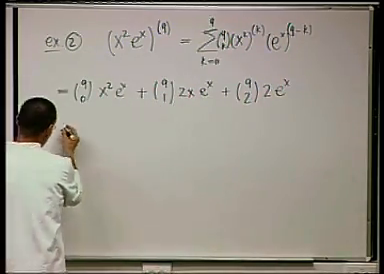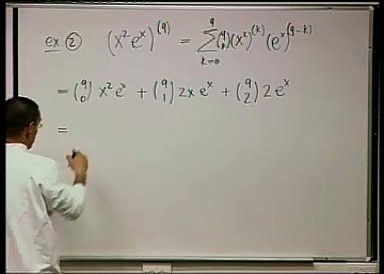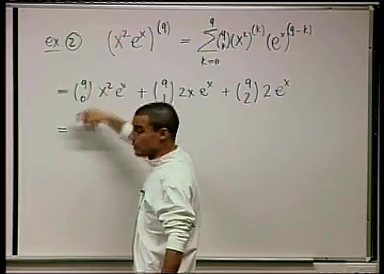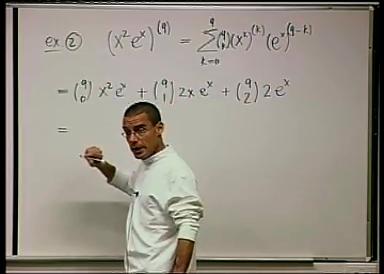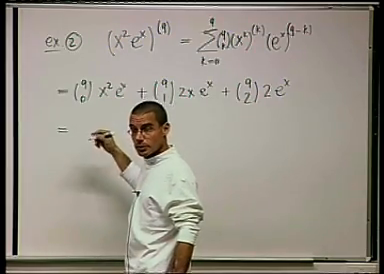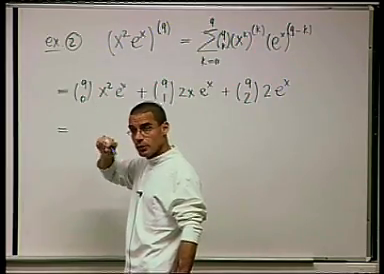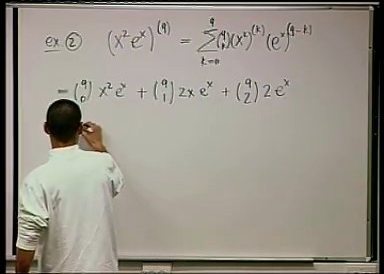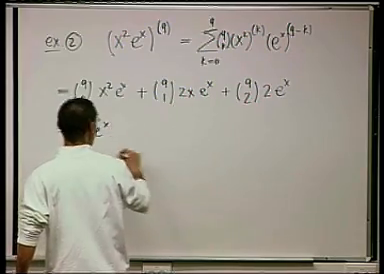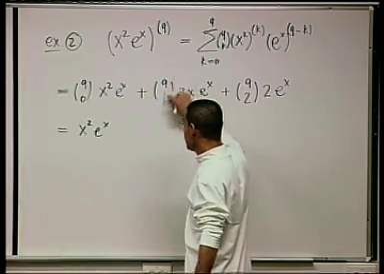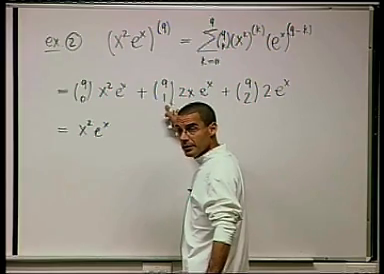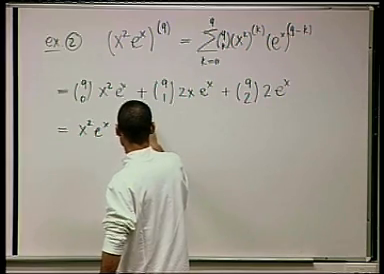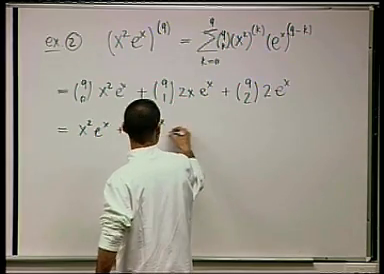Now we can write it out. 9 over 0 is 9 factorial over 0 factorial, which by definition is 1, and 9 minus 0 factorial. So, n factorial over k factorial and n minus k factorial. So here it's just 1. The 9 factorials cancel. So we get x squared e to the x. 9 over 1 is 9. So we get 9 times 2, so plus 18x e to the x.